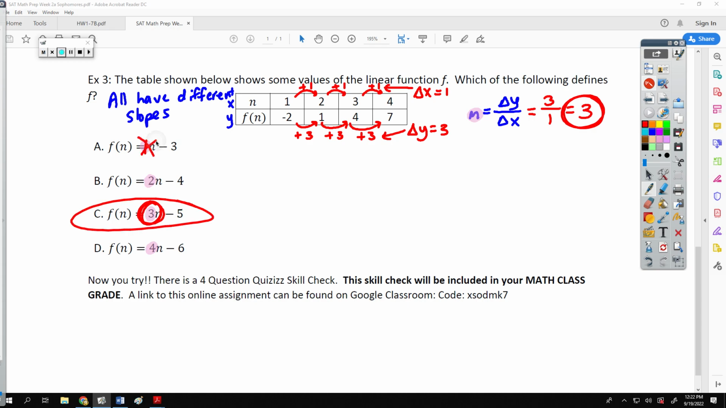This one has a slope of 1. That's incorrect. That has a slope of 2. That has a slope of 4.